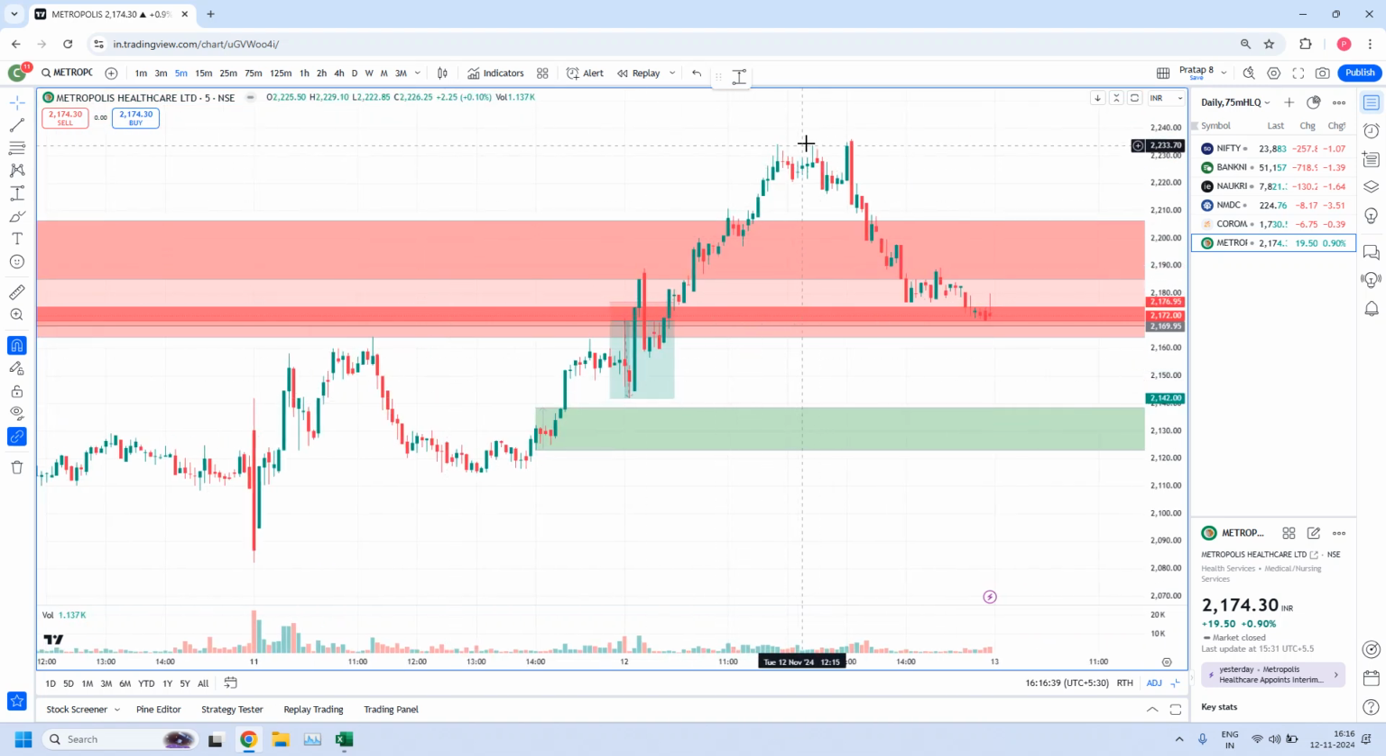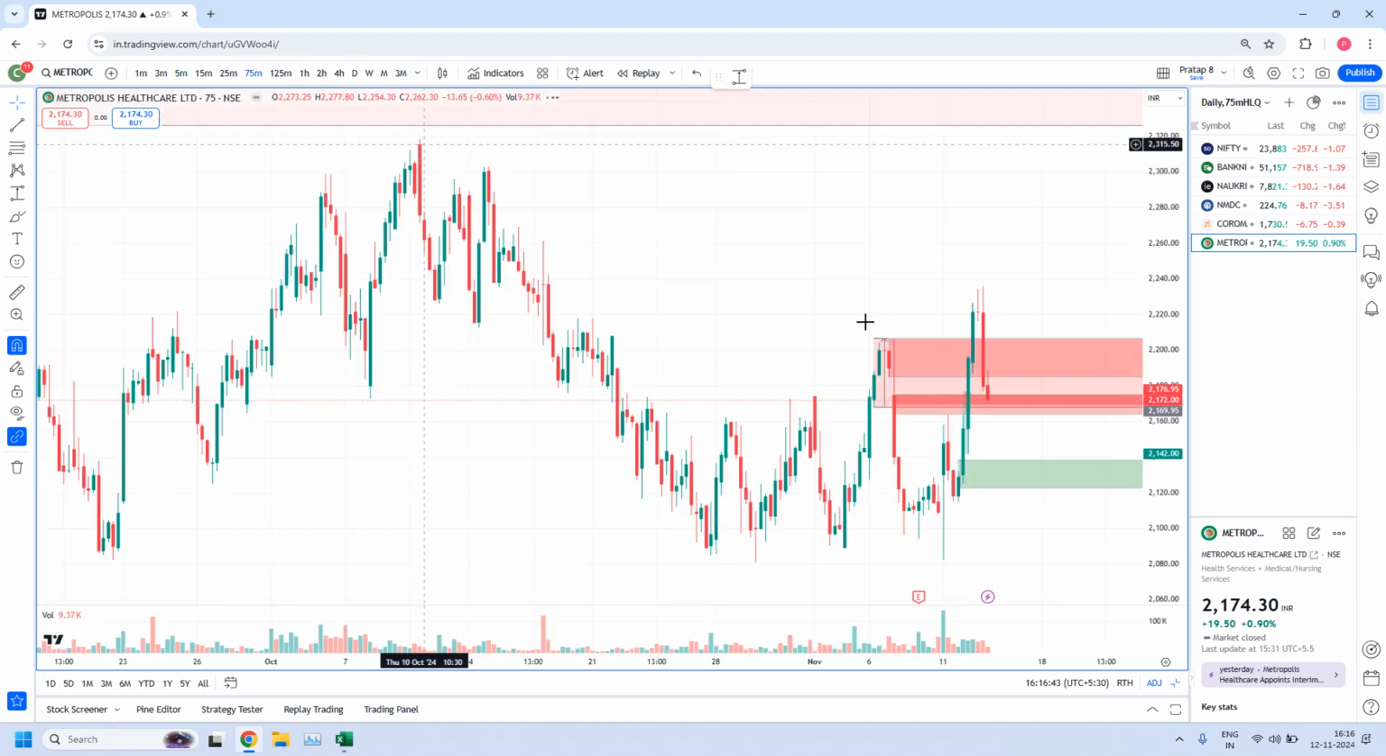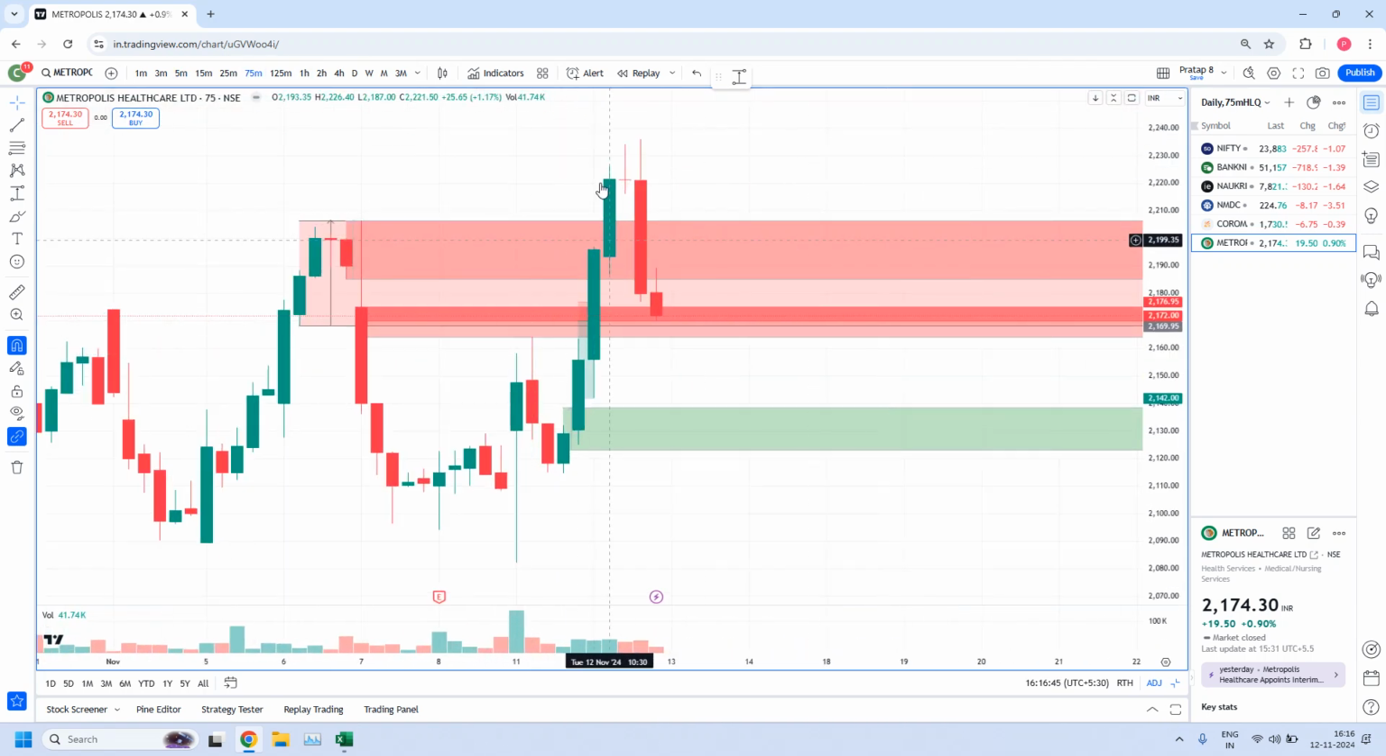After that, again prices moved up and again came down. Maybe the reason here is 75 minutes they created a zone, rally base drop. A new 75-minute zone is created. That means here again there are no bulls control here. So bears took control here.